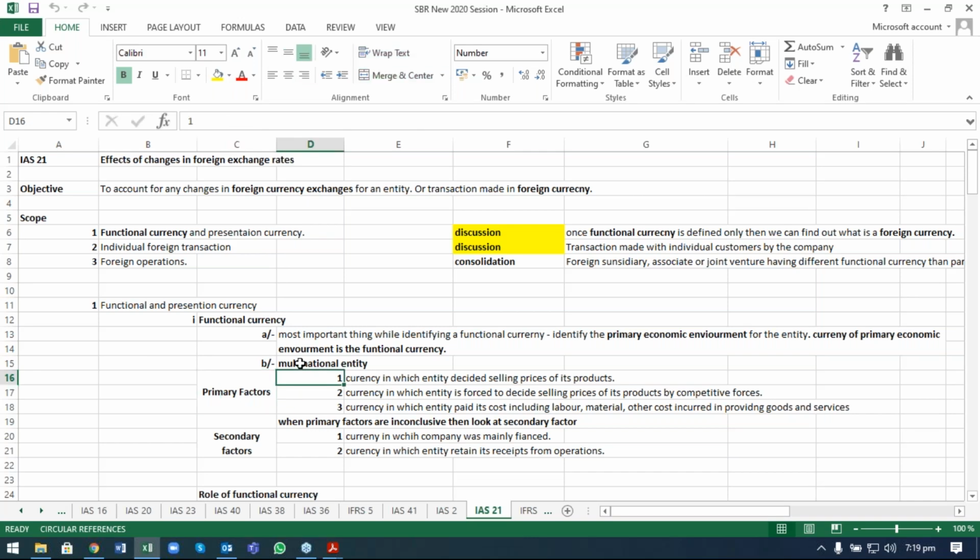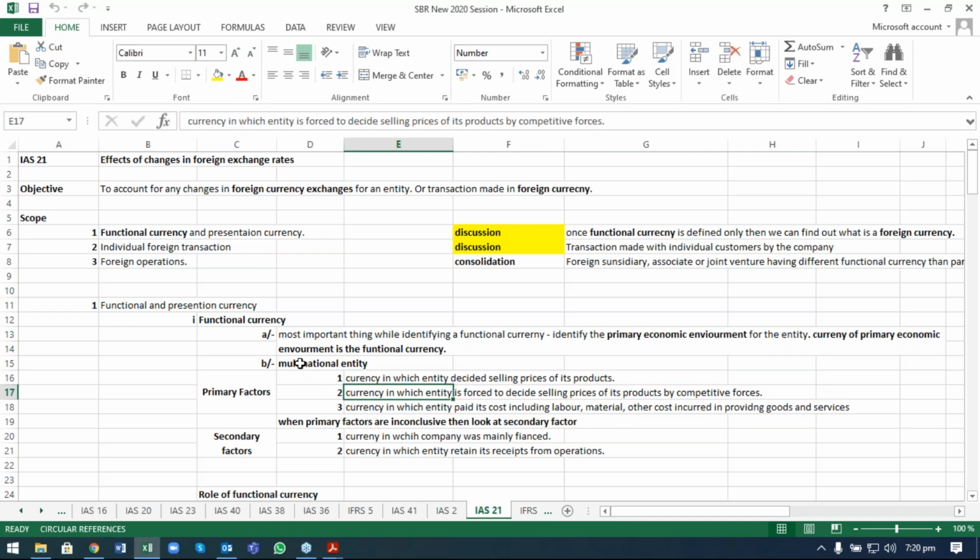The first primary factor is the currency in which the entity decides the selling price of its products. What is the main currency in which the company itself decides the selling price of its products for selling those products across the globe, or across all the economic environments within which the company is going to operate, right?